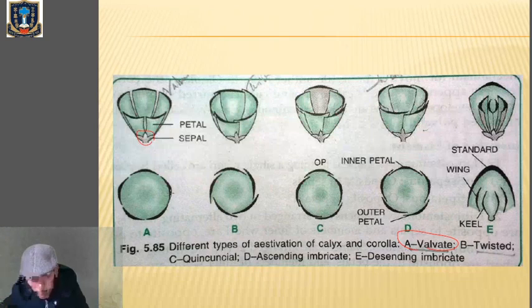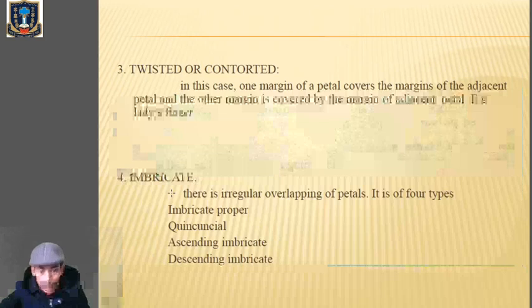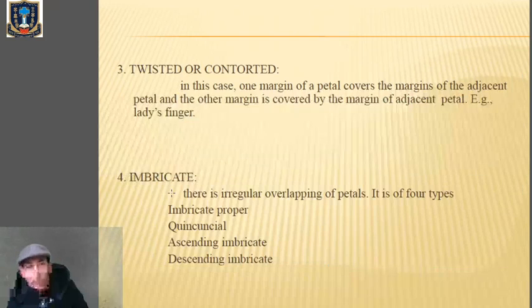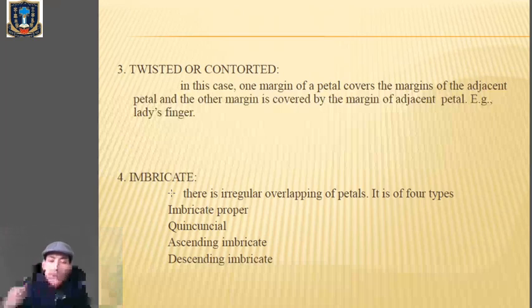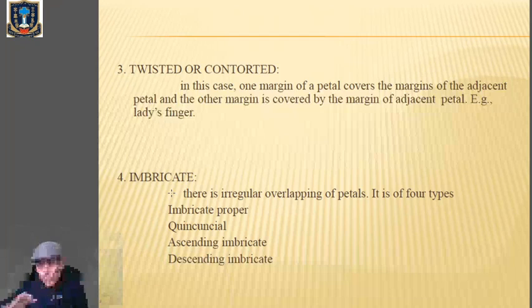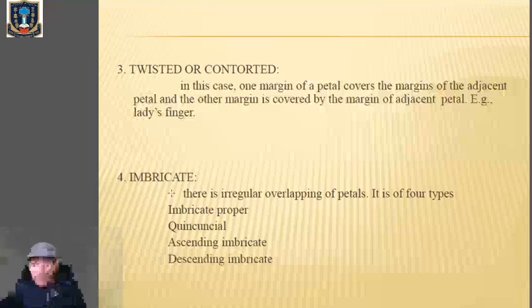Now let's talk about the third one, that's called the twisted or contorted estivation. Now what does this mean? In this case, one margin of a petal covers the margin of the adjacent petal, and the other margin is covered by the margin of another adjacent petal. So here we can see some degree of overlapping, where the margin of one petal is being covered by the margin of another petal, and in return that is also being covered by the margin of another petal.